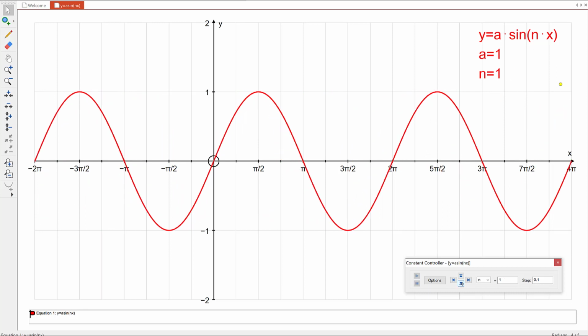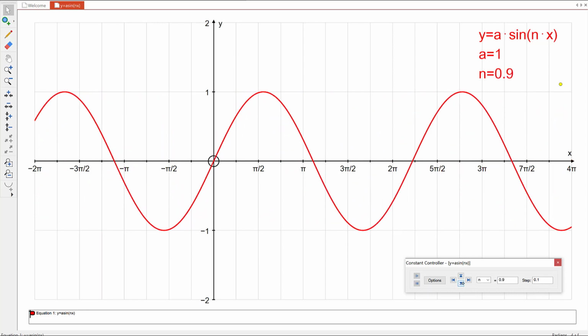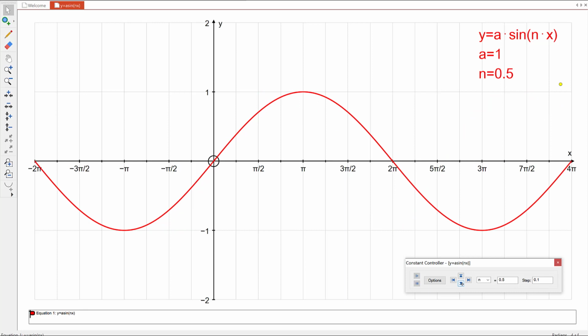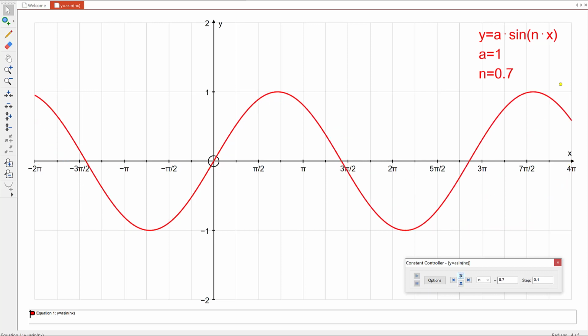Okay, if we were to make n smaller, if we divide by a number that's smaller than 1, we make it bigger. So if we, for example, look at when n is 0.5, the period has gone from being 2 pi to being 2 pi divided by 0.5, that is 4 pi. So we've stretched the graph out by a factor of 2 away from the y-axis.